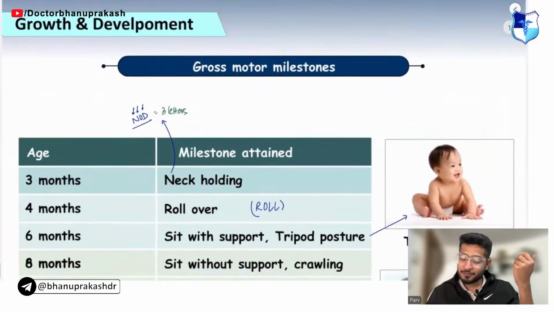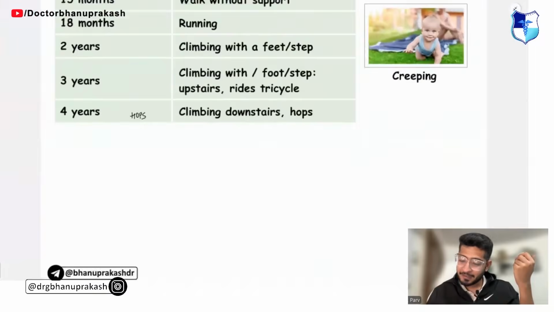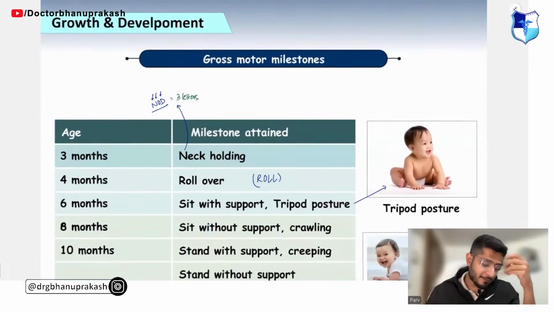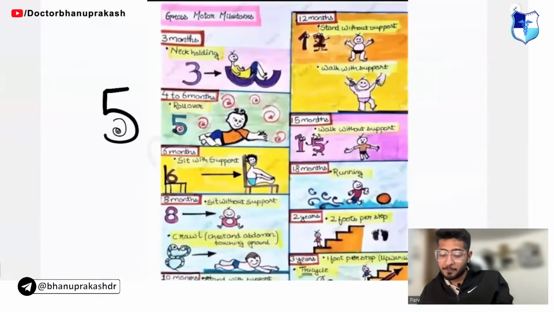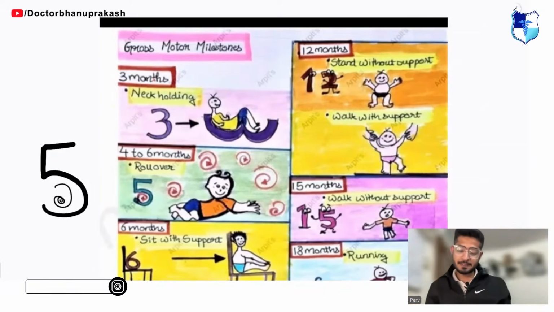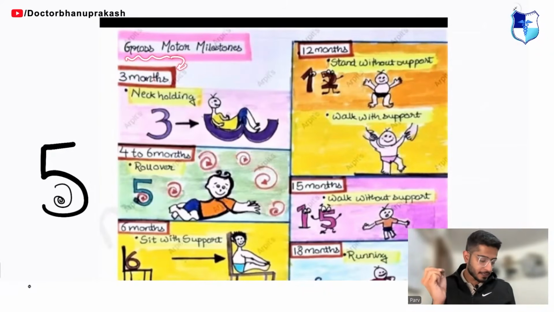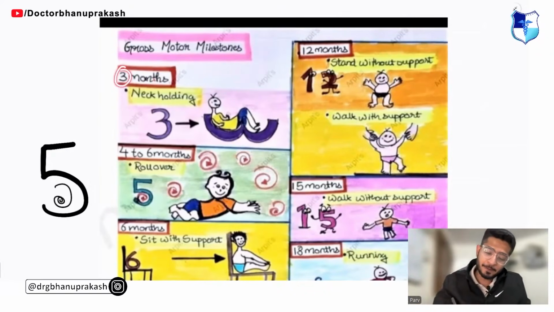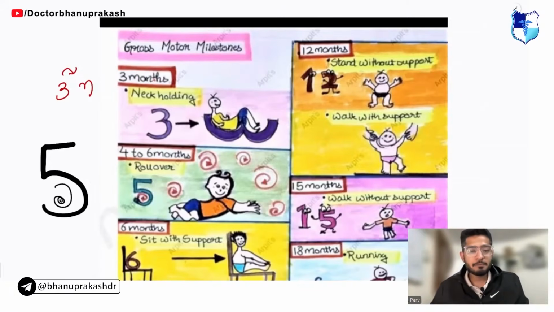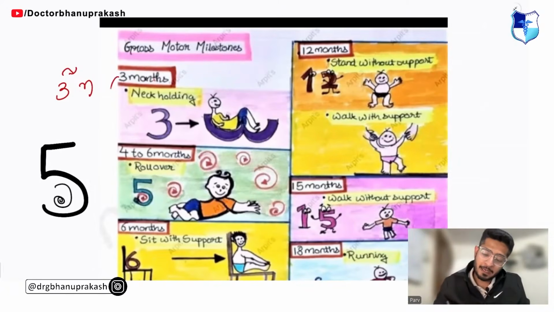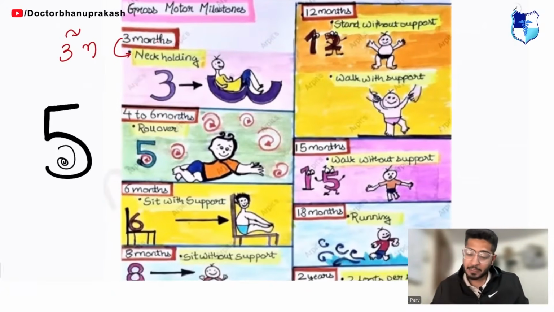Coming on to the most favorite topic of all my little kids, that is called developmental milestones. Aa jao bache. So gross motor milestones. See this 3. If you just rotate it, it becomes N. So you can remember that 3 months is N for neck holding.